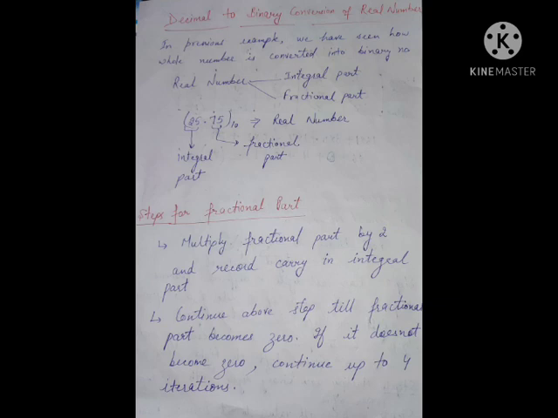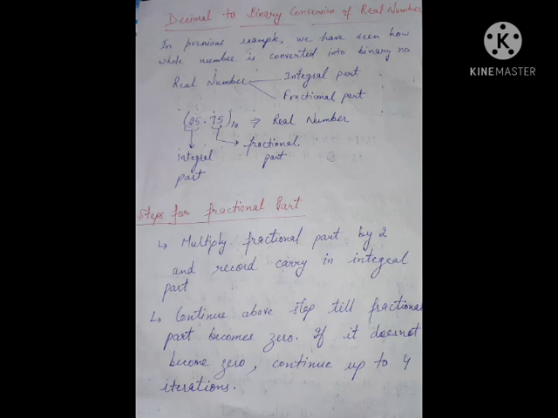Next conversion is decimal to binary conversion of real numbers. How can we convert real numbers into binary? In the previous example we have seen how a whole number is converted into a binary number. A real number is divided into two parts, integral part and fractional part. What are the steps for the fractional part?